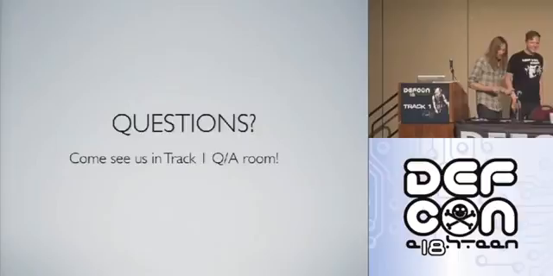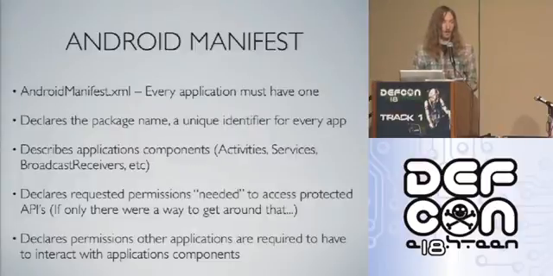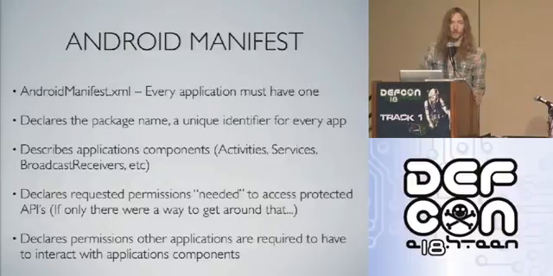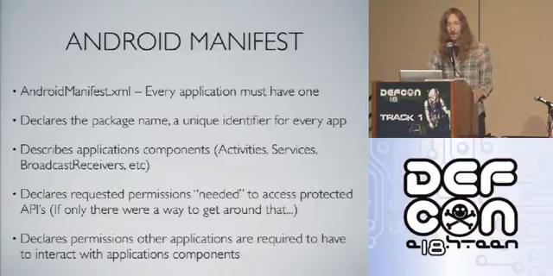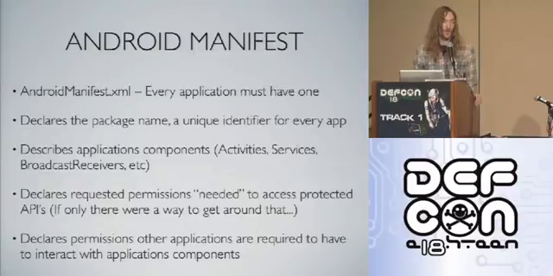Which is a unique identifier for every application that's going to be in the market, and this is going to be your com.android.whatever. That's your package name that you usually see. Also, it's going to describe all the various components within the application itself: any broadcast receivers it has, activities, any services, that kind of stuff. Also, this will declare all the permissions, both permissions that your application needs to access protected APIs, and also permissions that your application requires for other applications to interact with its components.